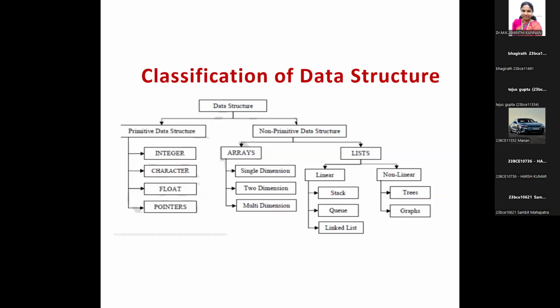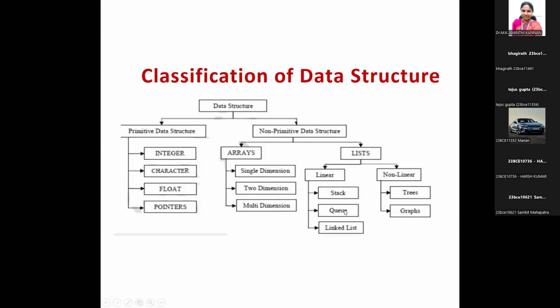So that is called composite or non-primitive. The same way, in arrays, we are combining a list of integers called an integer array. Within arrays, it may be single dimension, two dimension, or multi-dimension. In a list itself we have linear as well as non-linear.